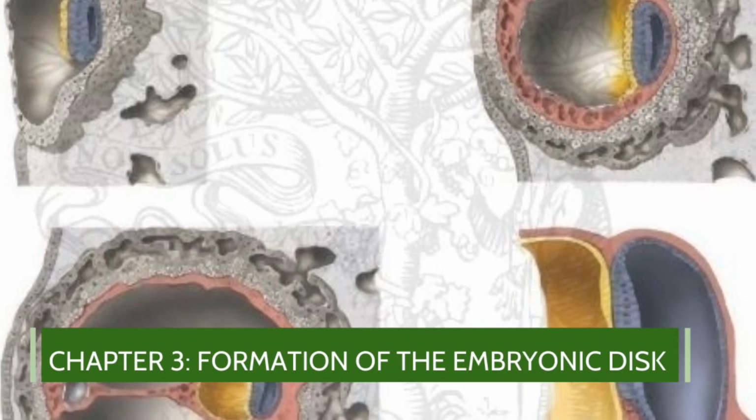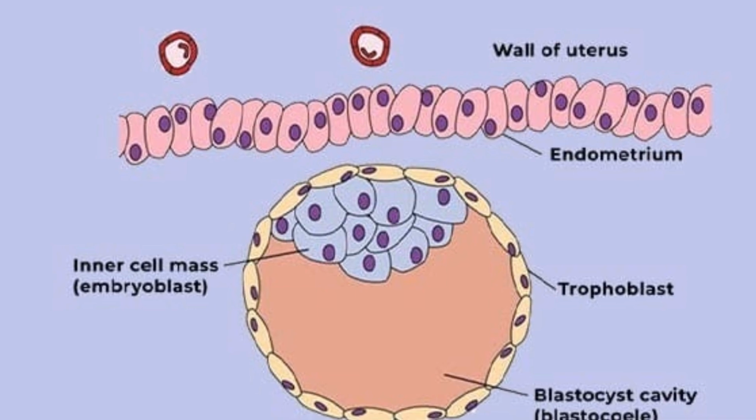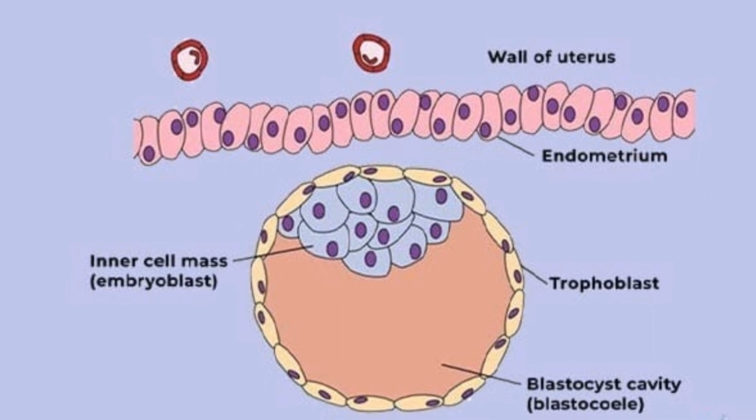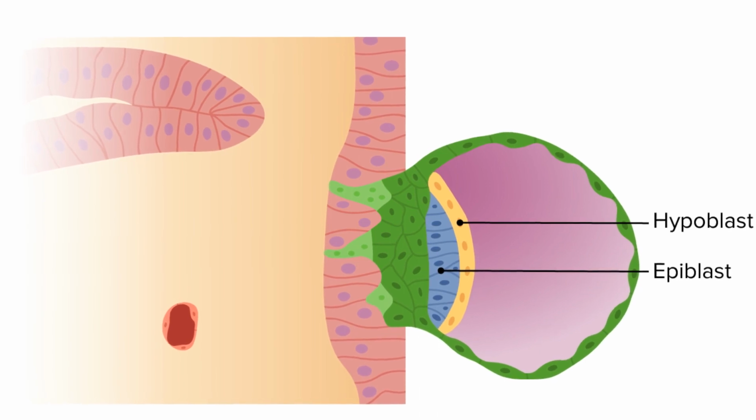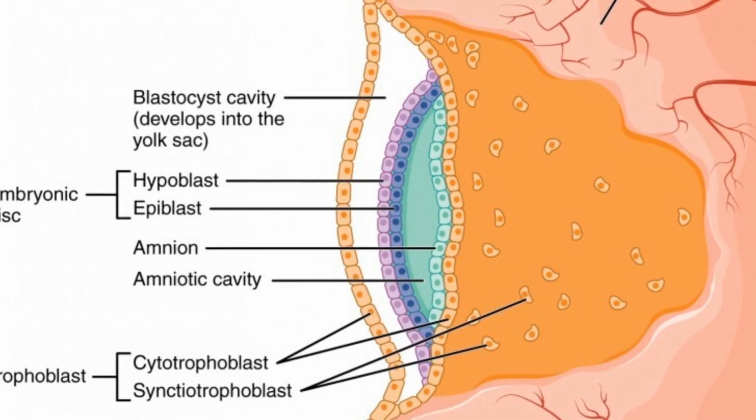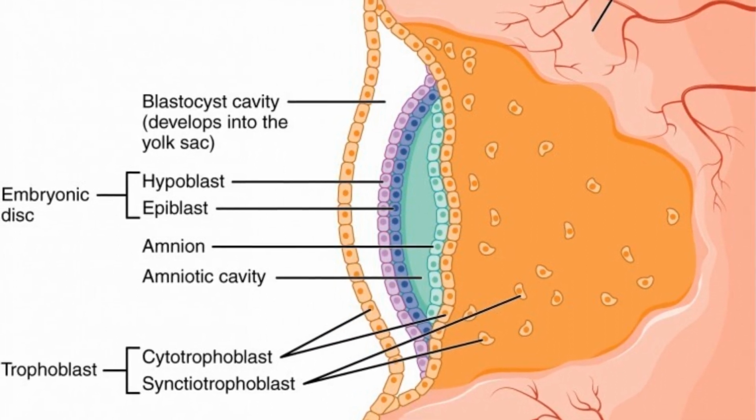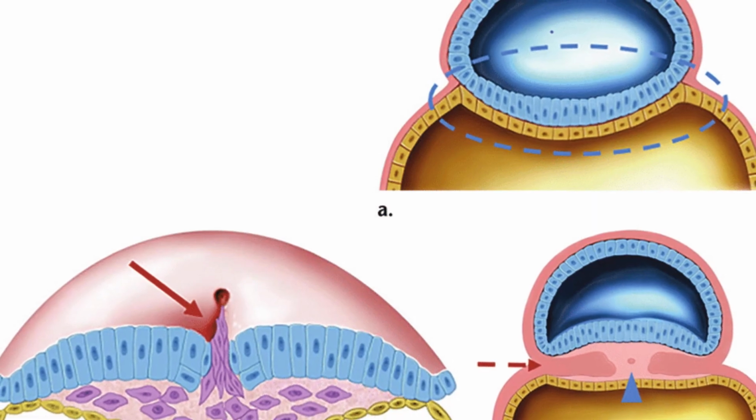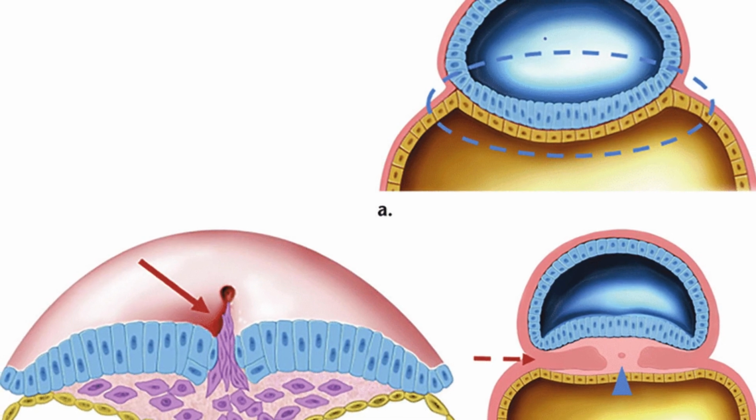Chapter 3. Formation of the embryonic disc. After implantation, the inner cell mass of the blastocyst differentiates to form the embryonic disc. This disc is a flat structure composed of two layers, the epiblast and the hypoblast. These two layers represent the early foundation from which the various tissues and organs of the developing fetus will eventually arise. The formation of the embryonic disc also marks the beginning of further specialization and differentiation.